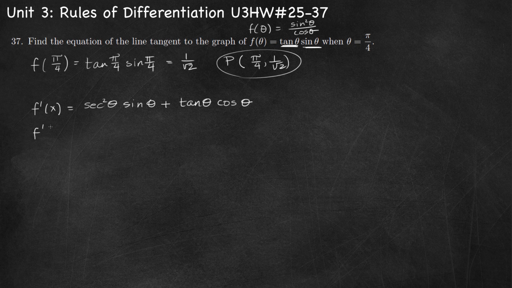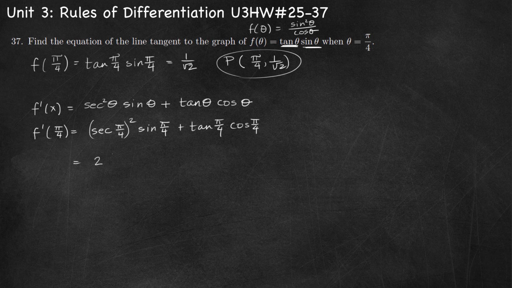And now I want to find f prime of pi over 4. So I need the secant of pi over 4, and then we're going to square that, times the sine of pi over 4, plus tangent pi over 4 times cosine pi over 4. Secant pi over 4 is just the reciprocal of cosine pi over 4. The cosine of pi over 4 is 1 over root 2. So the reciprocal of that would be root 2. And we're going to square that. So the square root of 2 squared is just 2.